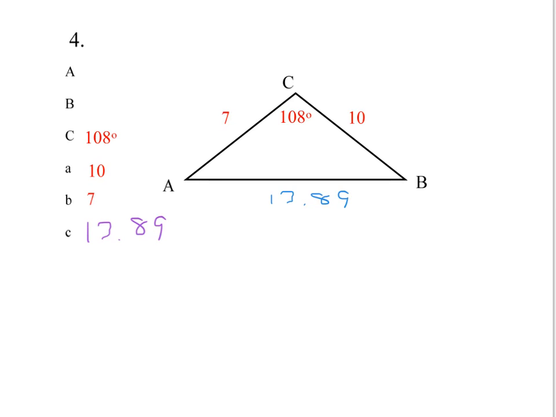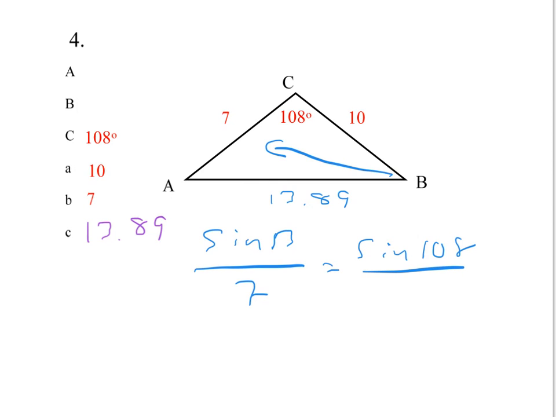I'm going to use my law of sines to find my next angle. Because I'm using the law of sines, I'm going to be in the habit of always using my smallest side or smallest angle. So I know that sine of b, that's opposite my smaller side, over 7 is equal to sine of 108 over 13.89.